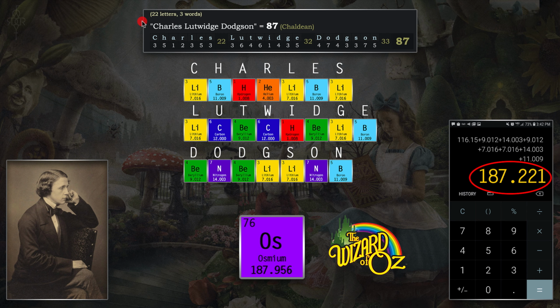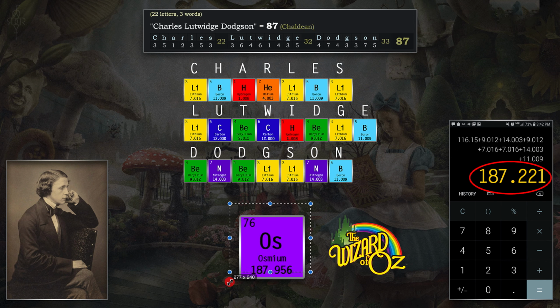When you do the alchemology of Charles, you get an outcome of, I couldn't fit it all on here, but you can fact check it. I've fact checked that. You add up all these atomic weights, all 22 of them, and you're going to get the number 187.221.